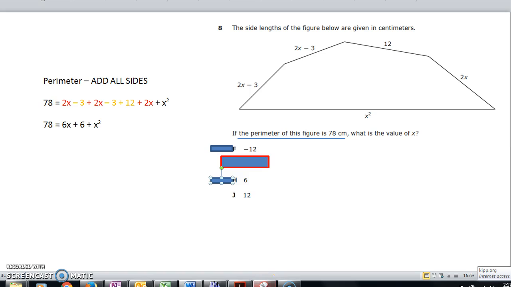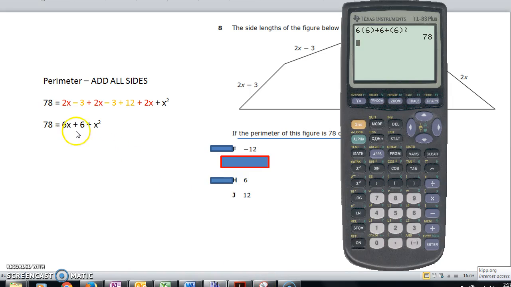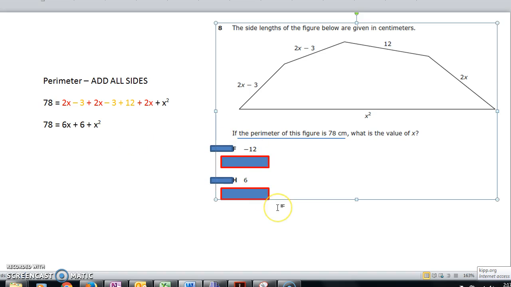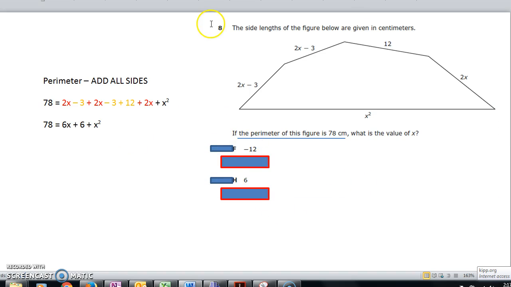Last one we tried 12, same process. Take 12, plug it in for x, and see if the right side matches the left side. I'm going to do this one a little bit quicker. So 6 times 12 plus 6 plus 12 squared. I plug in 12 for x, and I get 222. So not correct. So for some reason, I got 2 answer choices for x. I got negative 12, and I've got positive 6. So I'm going to go back to this problem and reread it.